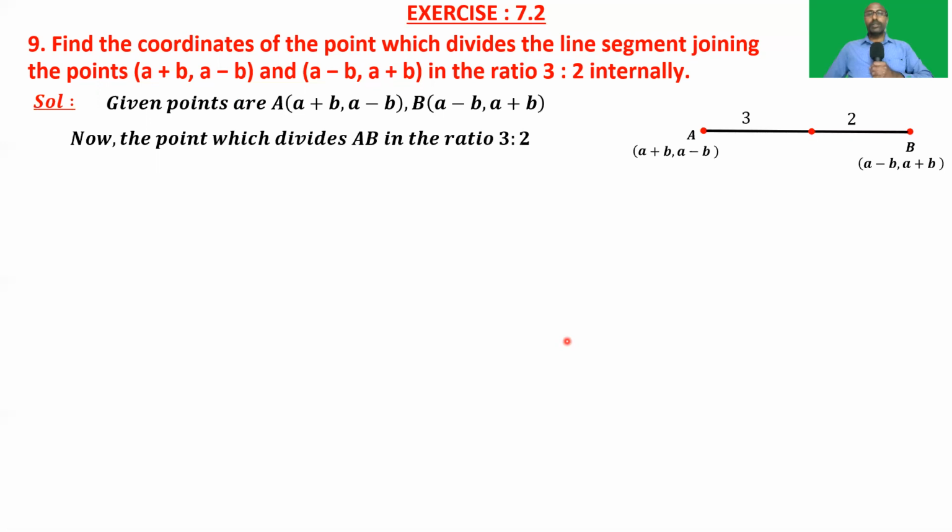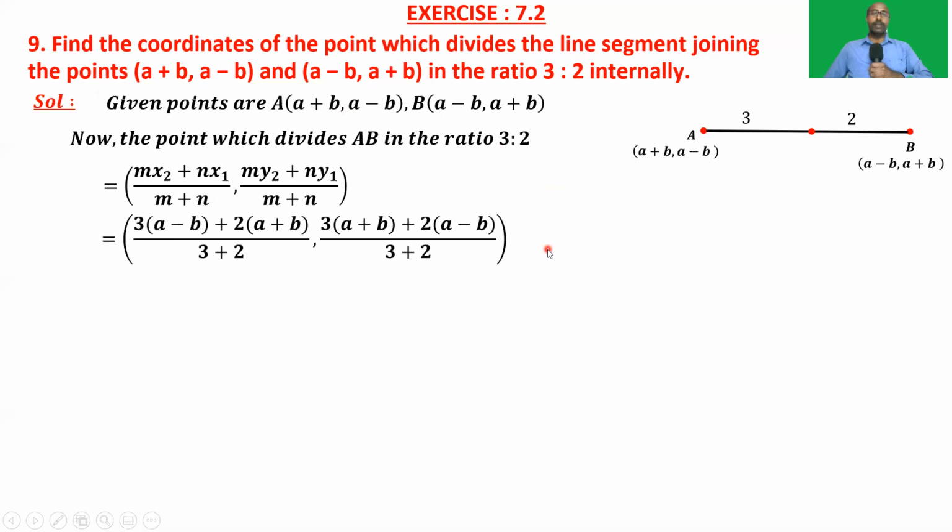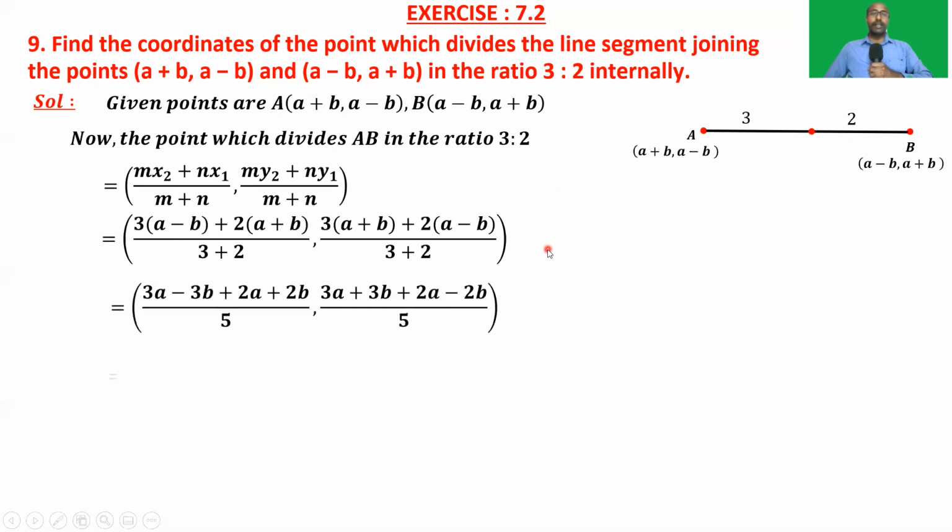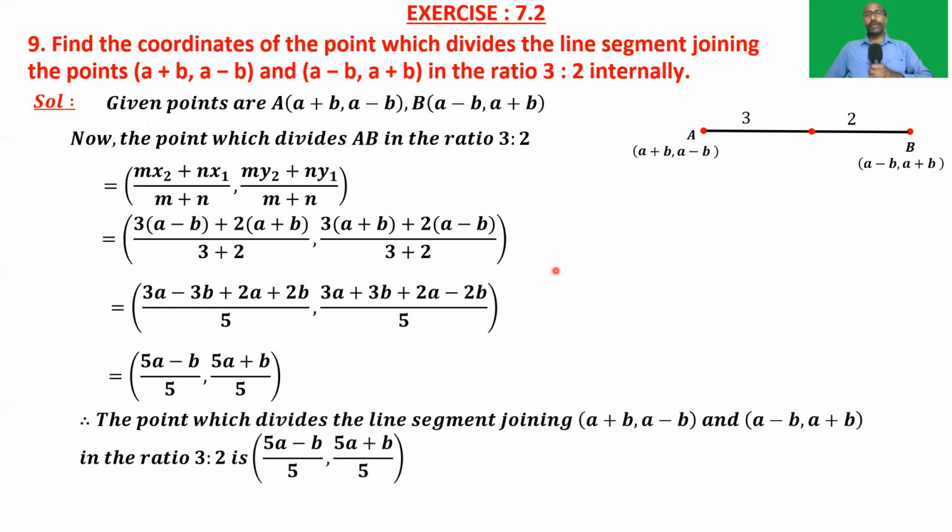So the point which divides AB in the ratio 3:2 is ((mx2 + nx1)/(m + n), (my2 + ny1)/(m + n)). So now substitute m = 3, n = 2, x1 = a + b, y1 = a - b, x2 = a - b, and y2 = a + b. Then we get ((5a - b)/5, (5a + b)/5). This is the point which divides AB in the ratio 3:2 internally. Okay.